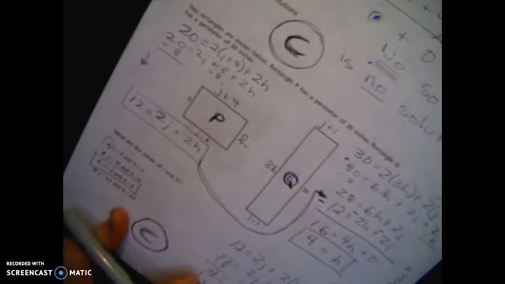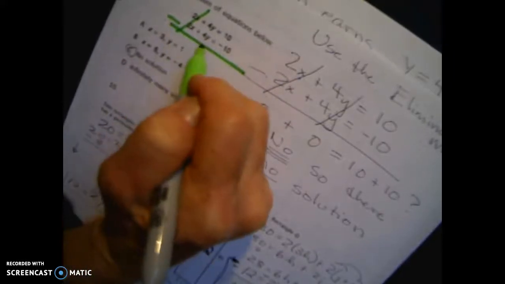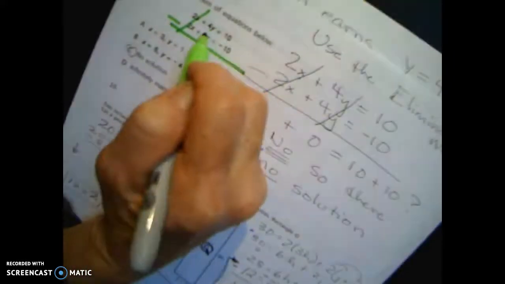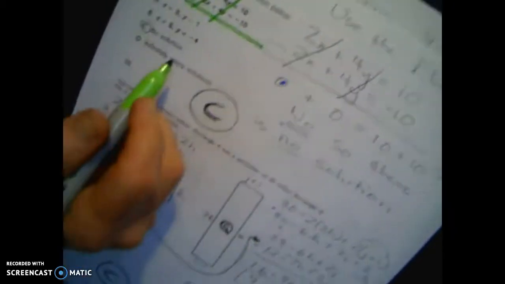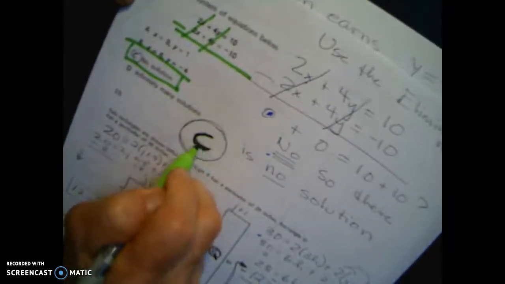Moving along, we are now up to question 9. Very straightforward. All I'm going to do is eliminate. And I can see 2x plus 4y, 2x plus 4y. But I can see what happens when I subtract 2x from 2x. I get nothing. When I subtract 4y from 4y, I get nothing. So I can see very simply there is no solution for this system of equations. So the correct answer choice is C, no solution.